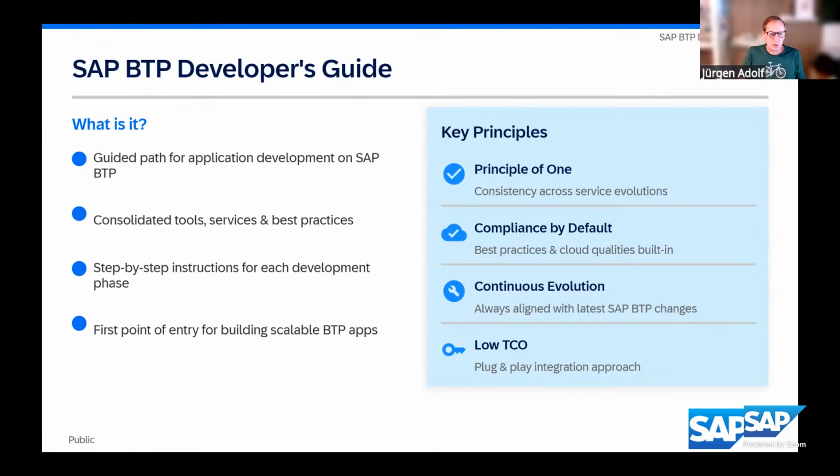And continuous evolution means the guide always reflects the latest changes in SAP BTP. It's a living document, not a static snapshot, and you will later have the link to it. We will see it, and it's a living document, and you can always look at it. And low TCO means integration is plug and play. No heavy custom wiring is required. And this is the guide. This guide is the foundation of everything we'll cover in the phases section, in the next section.